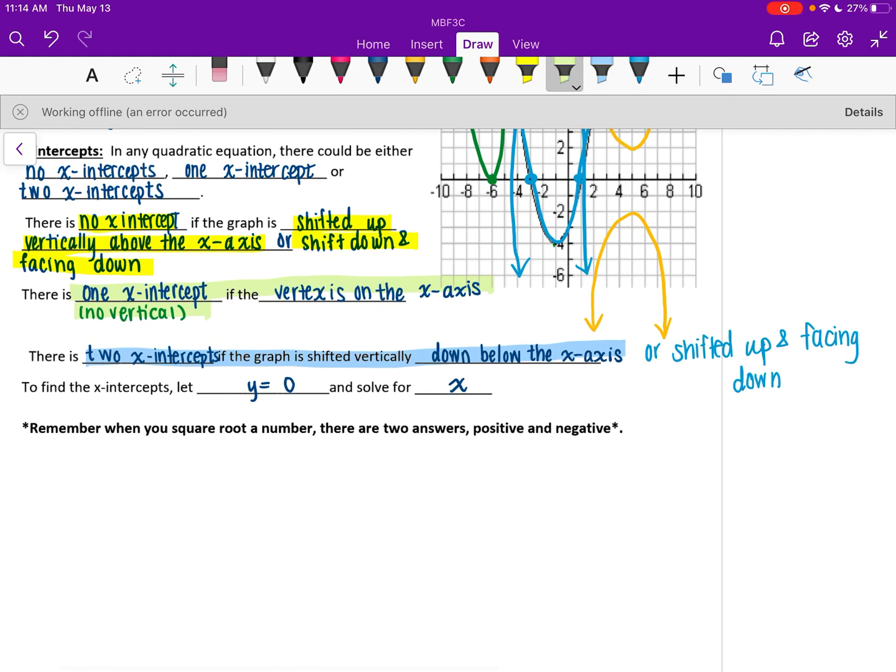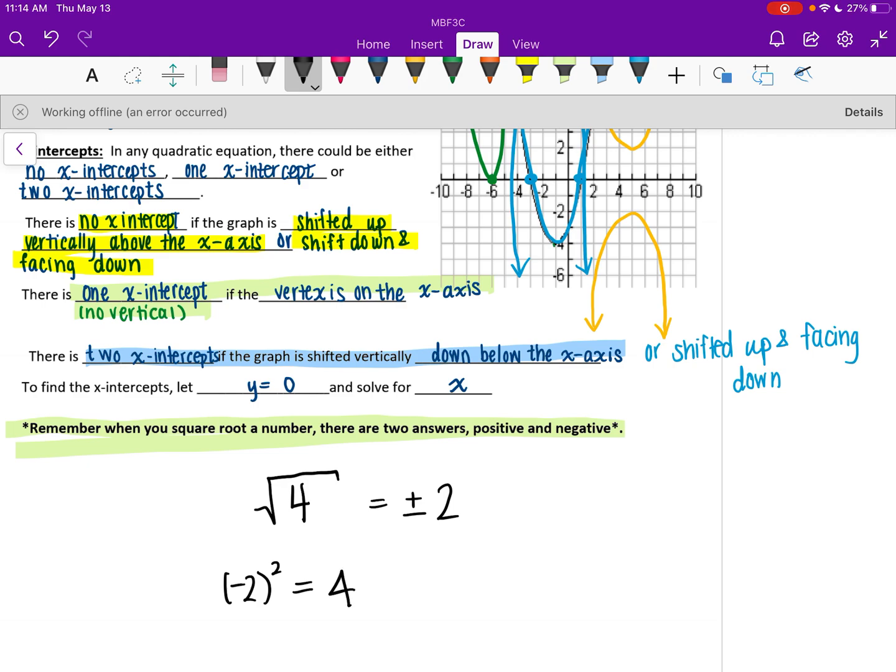One important thing to remember, and we'll talk about this a little bit later: when you square root a number, there's always two answers, a positive and a negative. The reason is that if we had 4 and we square rooted it, you could have plus 2 or minus 2. We usually just write 2, but we also need to remember that negative 2 squared is also 4, and 2 squared is also 4.